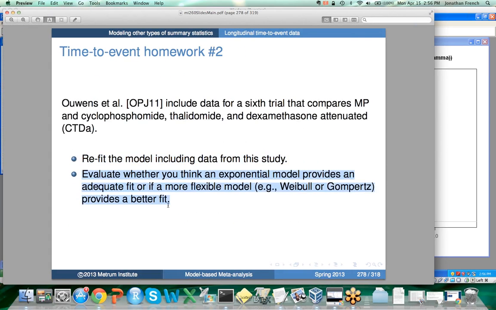And subsequent to that, we've looked at trying to do some model selection here between an exponential model and, in this case, a Weibull model.